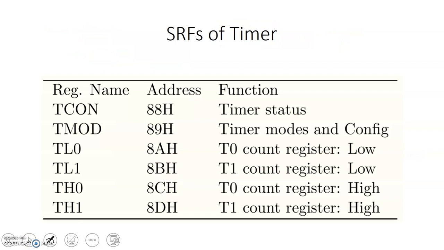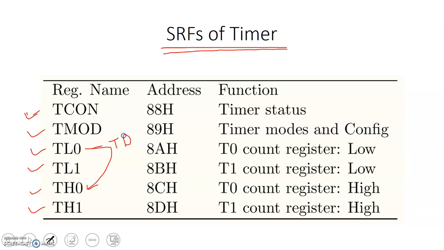So normally 6 registers are associated with programming in timer. So TCON, TMOD, TL0, TL1, basically TH0 and TH1. So TL0 and TH0 are basically part of the T0 register, and similarly these two are part of the T1 register. All of them are SFRs, special function registers.